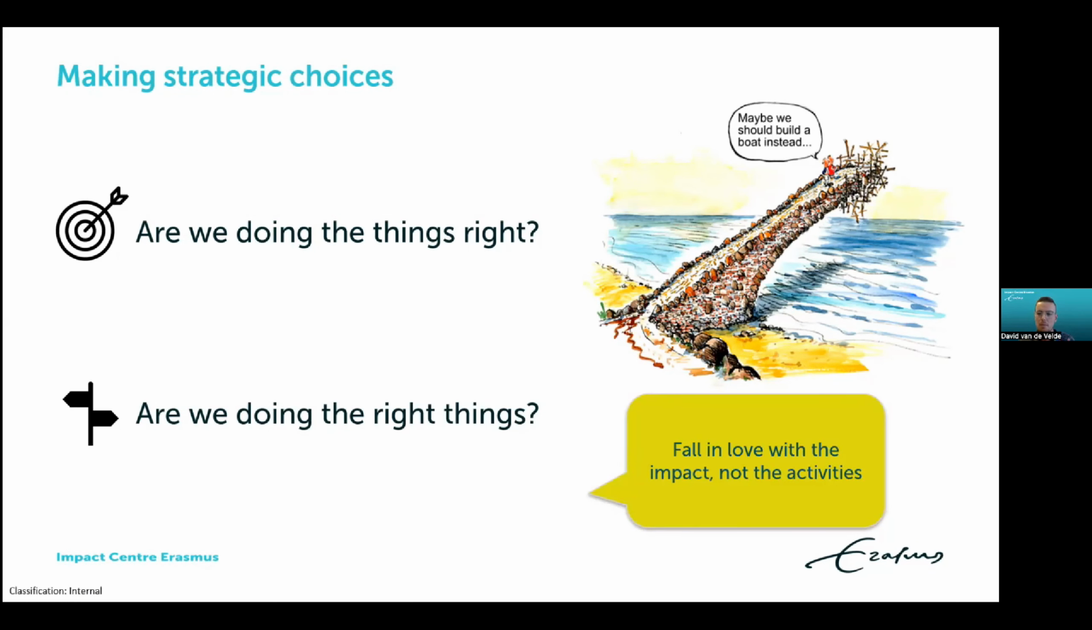A second question you can ask yourself is, are we actually doing the right things? To me, this is maybe a more interesting question because in this way you need to investigate if your activities actually reach your intended impact, because sometimes the activities may not even help or may even hinder the intended impact you have. So maybe you need to change certain activities.